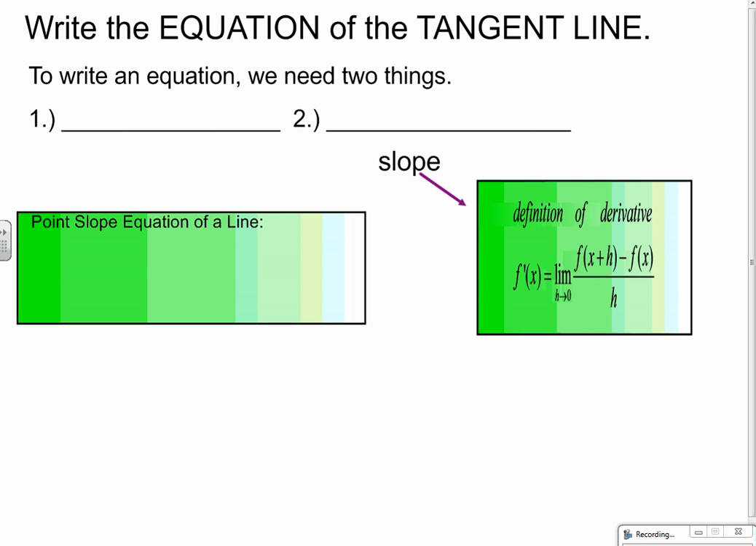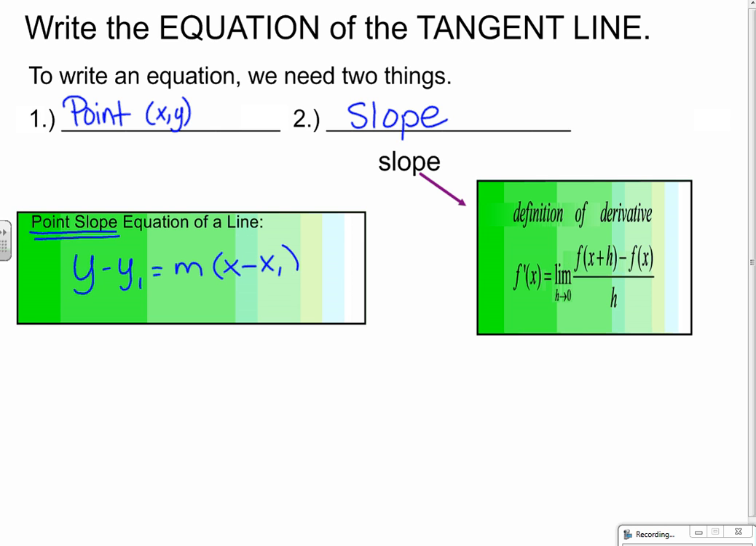To write an equation, we need two things. One thing that we need is a point, some x comma y value that falls on the line. The second thing we need is a slope. If we have those two items, it makes writing the equation of a linear function quite easy. I like this point slope form: y minus y1 equals m times x minus x sub 1, where we're using the point x1 comma y sub 1.